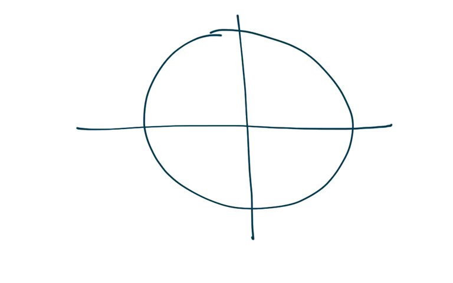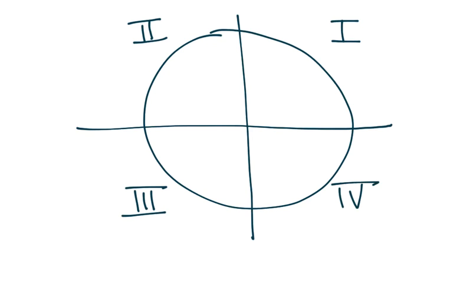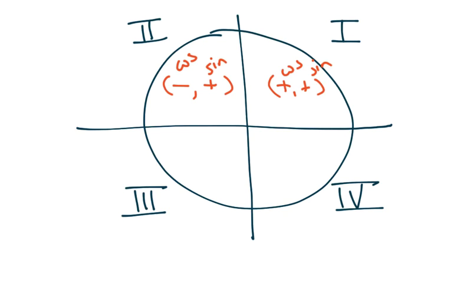So let's go back and look at the unit circle here. Quadrant 1, 2, 3, and 4. In quadrant 1, both coordinates are positive. That means that cosine and sine are both positive. In quadrant 2, x is negative, but y is positive. So cosine is negative, but sine is positive. In quadrant 3, everything's negative. So both cosine and sine are negative. And in quadrant 4, x is positive, but y is negative. So cosine is positive, but sine is negative.